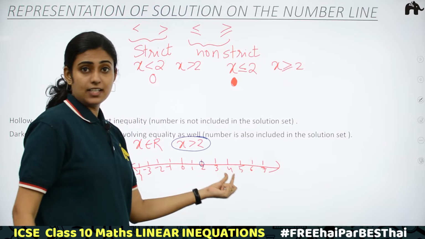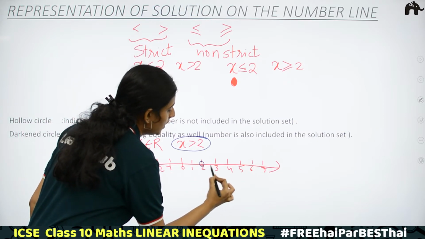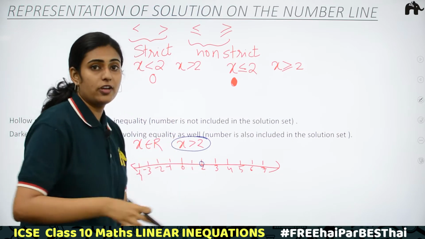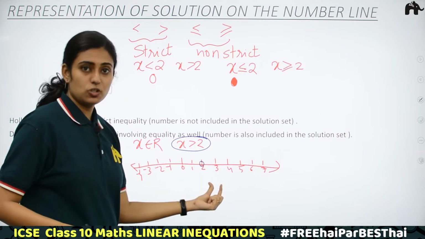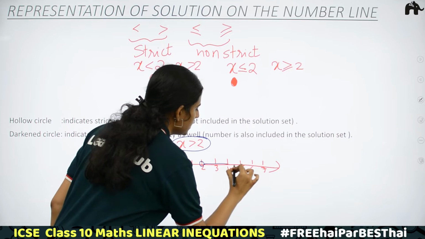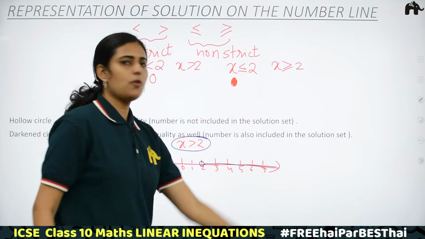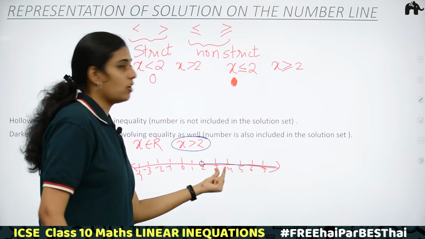Neither can a darkened circle be used, because between 2 and 3 we have many points. You have 2.5, 2.1, 2.11, etc. All these points should be included. In that case, we will be using a line. This is how we can represent the solution set, extending to the positive infinity. When you use this line, all these points are included.